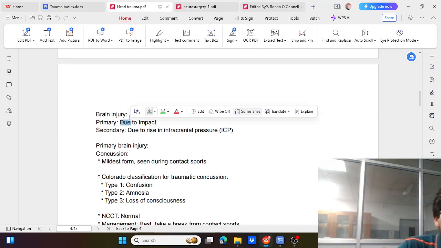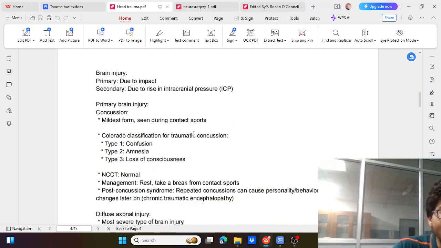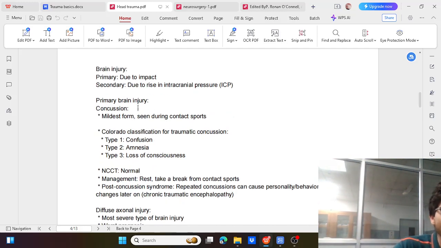In brain injury, it could be primary due to the impact of injury, or it could be secondary due to raised intracranial pressure. Okay, so we'll discuss in detail. So what is primary brain injury? Various types of primary brain injury.